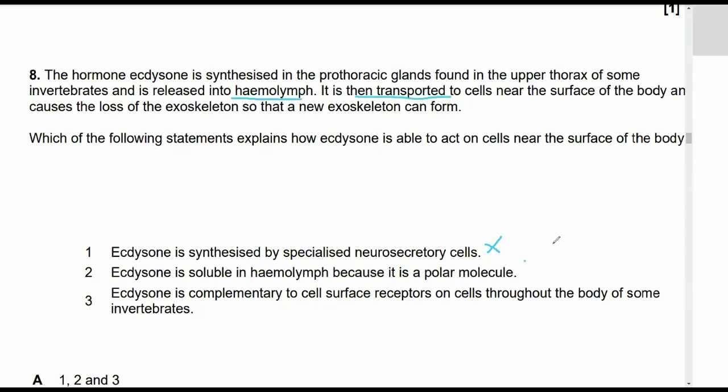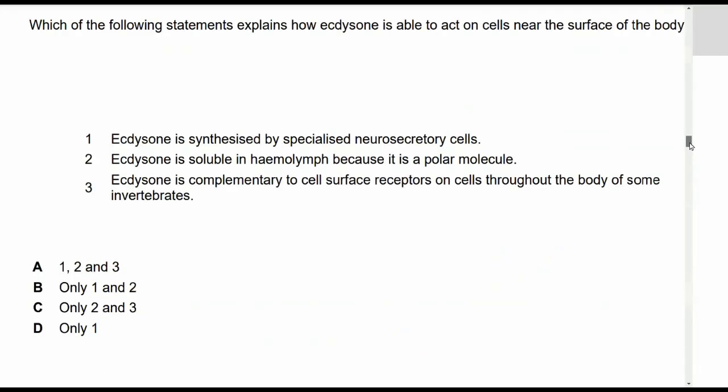Well, it's synthesized by special neurosecretory cells. Well, we have no evidence for that. However, it must be soluble because it tells us that it's transported in the hemolymph. So it's soluble, and that means it's probably a polar molecule. So 2 is correct. Also, it's complementary to receptors on the body cells. Well, we're also told that it acts near the cell surface, so it probably is complementary to body cells. So we want the answer that is 2 or 3 only, and that is C. There we go.